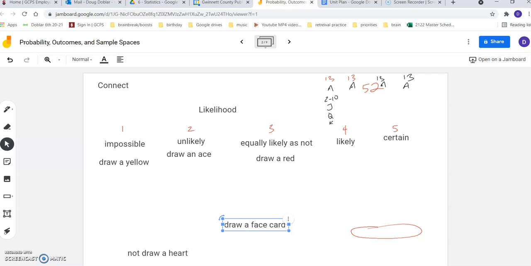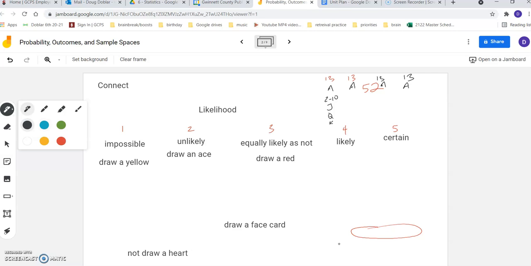What about drawing a face card? So as I wrote up here, there are 3 face cards here. There's 3 face cards here. There's 3 face cards here. And there's 3 face cards here, the jack, the queen, and the king. So altogether, that would be 12 face cards.